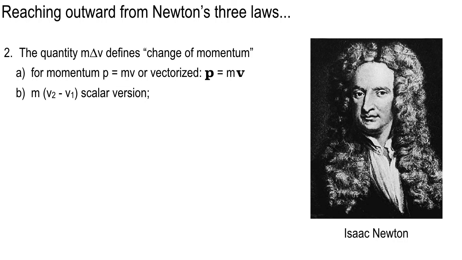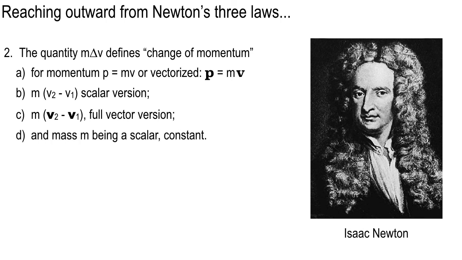So P equals mv, and this one here in boldface, that's the vector version. Here's the scalar version. M delta V, that's the impulse. That's V2 minus V1, or in full vector notation, boldface V's, V2 minus V1. And mass is a scalar, so it's never boldfaced.